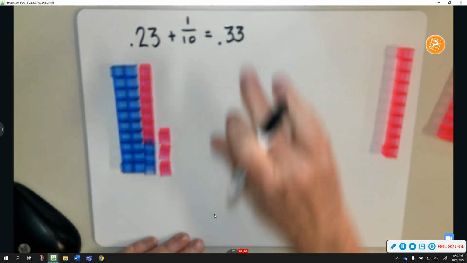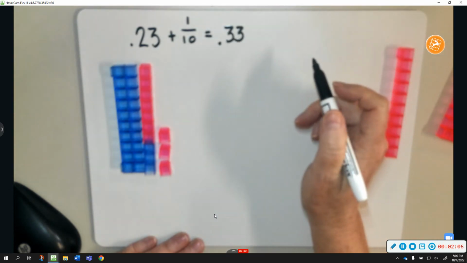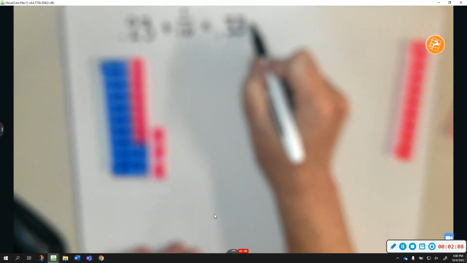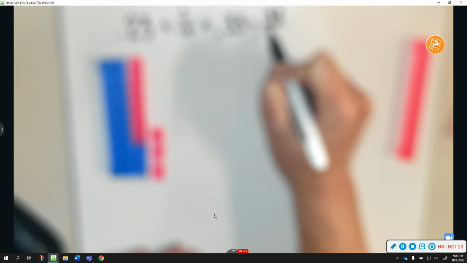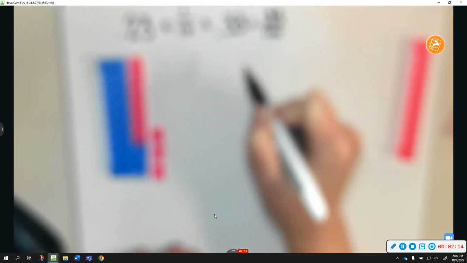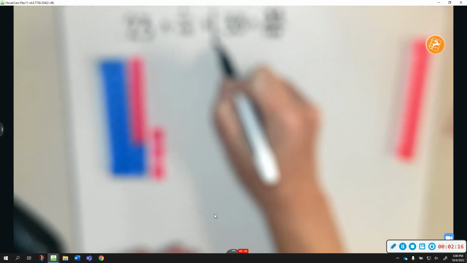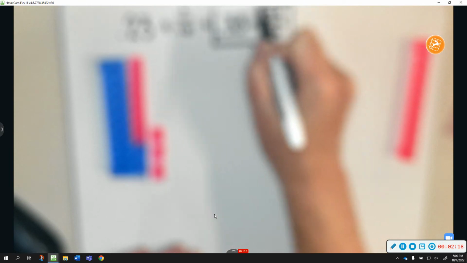I can also represent 33 hundredths. Both of these are correct.